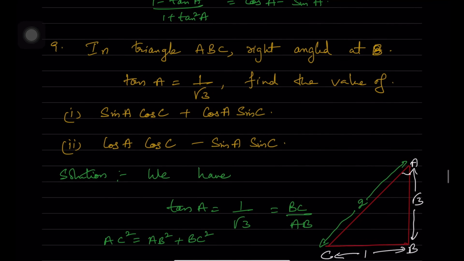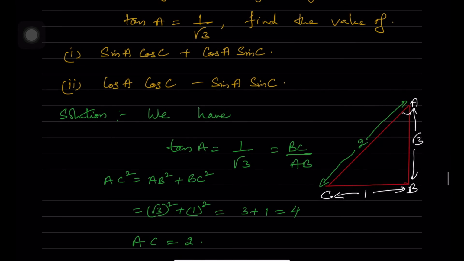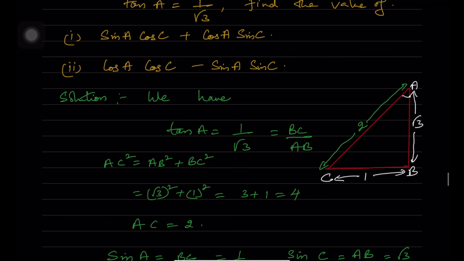Now in triangle ABC right angle at B, tan A is equal to 1 by root 3. Find the value of sin A cos C plus cos A sin C, and second bit is cos A cos C minus sin A sin C. So now you have here what is the formula for sin A, what is the formula for cos A, cos C, sin C, all will see. Now cos A means we have to take this angle, cos C means we have to take this angle. So therefore we'll see how we will get this. For sin also we'll take over here where A is there, and also you're taking C.